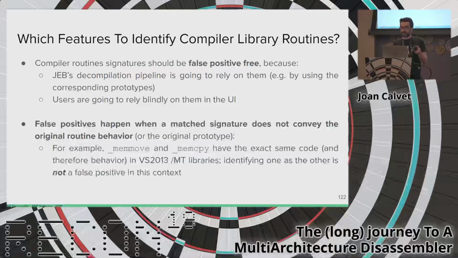And so this compiler library identification problem is one of the flavors of a more general problem of code similarity. In a different context, patch diffing, malware diffing, we would set different objectives for the signatures and maybe accept false positives to have more true positives, and also accept partial matches.